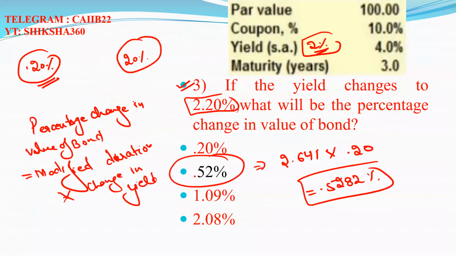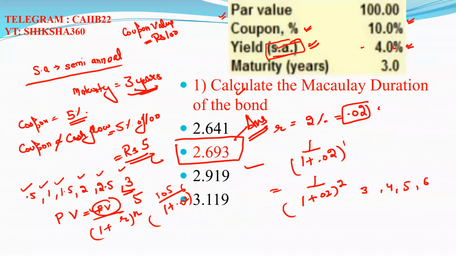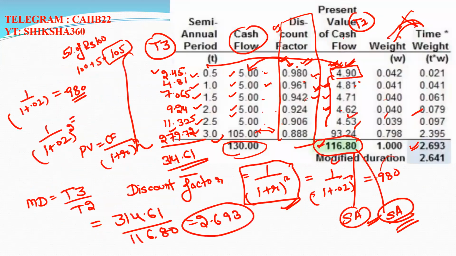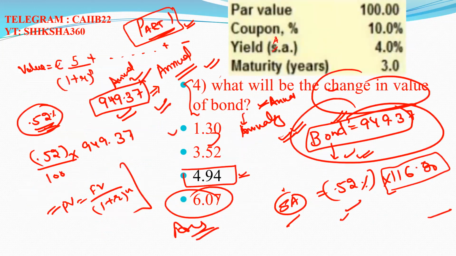Only one thing where many students are confused is the value of the bond. In the first three questions we have to solve with the semi-annual. In the fourth question there is a little change, and we have to calculate the value of the bond with respect to the annual. That's why I changed it here. I had not checked that it was semi-annual rather than annual. So it depends on the question.